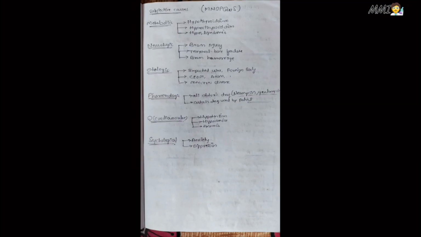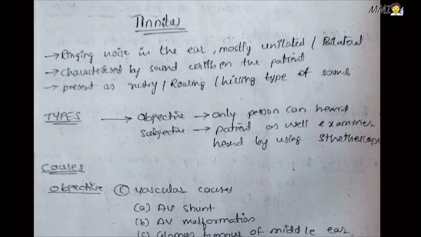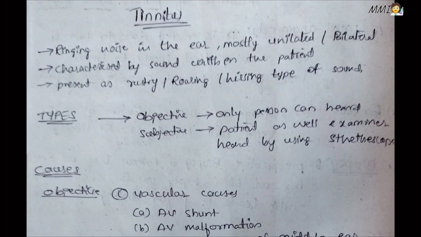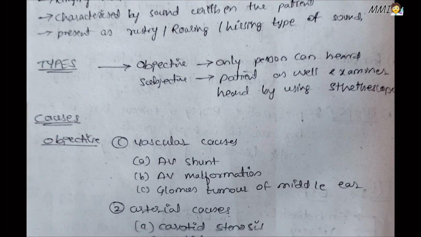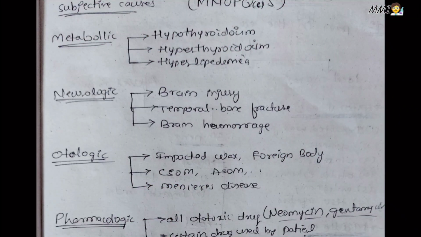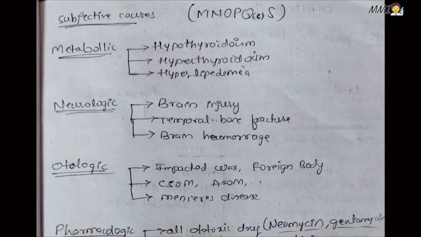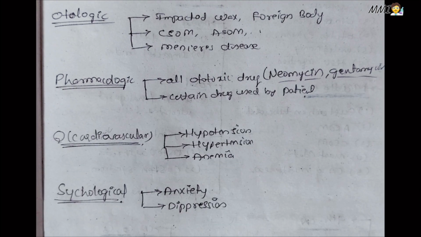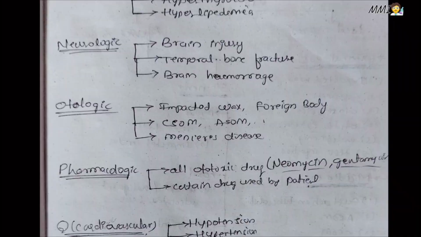Let's revise. Tinnitus is the ringing sensation in the ear. It can be unilateral or bilateral. The sounds are rusty, roaring, or hissing type of sound. It can be objective or subjective. Objective means only the person can hear. Subjective means both the person and the examiner can hear with the help of a stethoscope. Objective causes are the whole vascular system, and palatal myoclonus, tensor tympani myoclonus, clicking of temporomandibular joint, and dental causes. And subjective causes are MNOPQS: metabolic, neurological, otological, pharmacological, cardiovascular, and psychological. You can remember by this mnemonic. Write some examples for that.